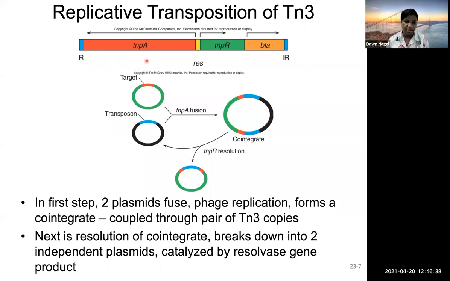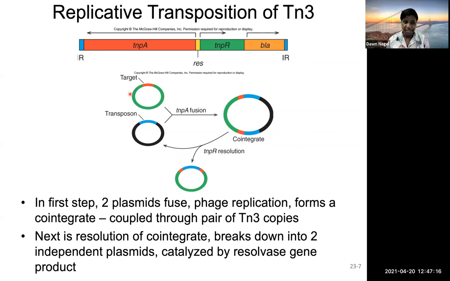And in replicative transposition, this is an example of a transposon in bacteria, Tn3, which you saw previously. Again, it contains about 2 genes that are required for its transposition. So these are the transposase genes. It also contains a recombination site that's important for it recombining and remaining in the new target location. And it also contains an antibiotic resistance gene. So this bla is very similar to ampicillin resistance. It's just another name for the ampicillin resistance gene.